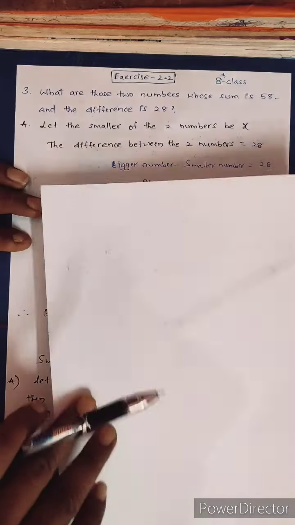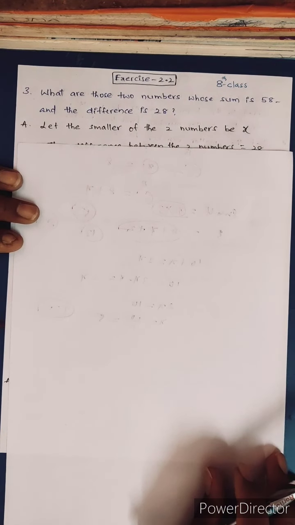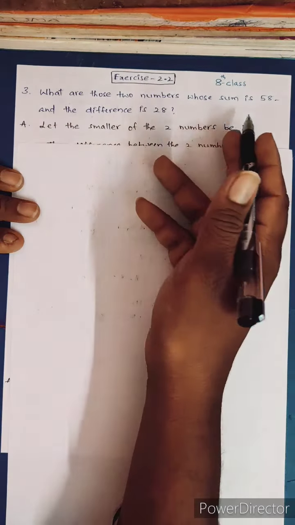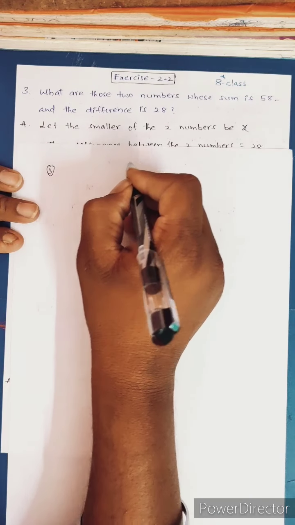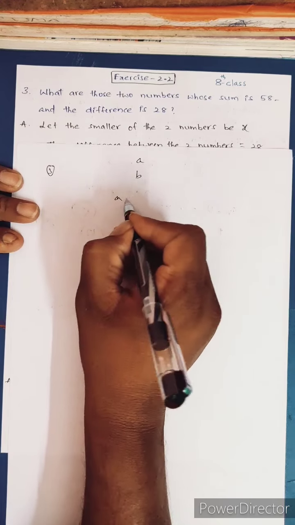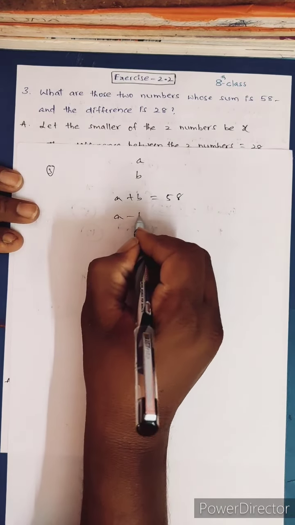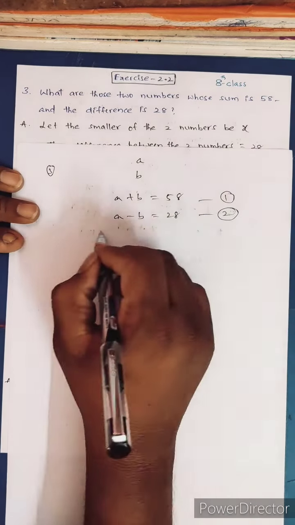Otherwise we can do it another way. See, in maths there are many methods to solve a problem, if we have the knowledge. What are those two numbers whose sum is 58 and difference is 28? Let us assume the two numbers are big number A, small number B. Sum of the two numbers A plus B is equal to 58 and their difference is 28. Assume this is the first equation, this is the second equation.